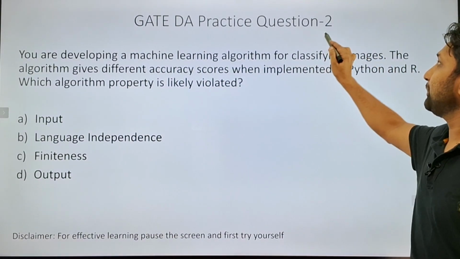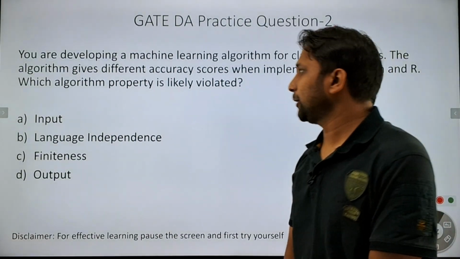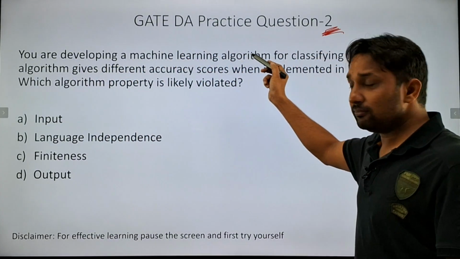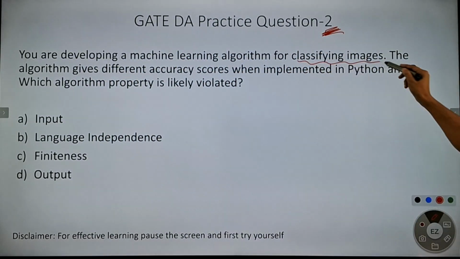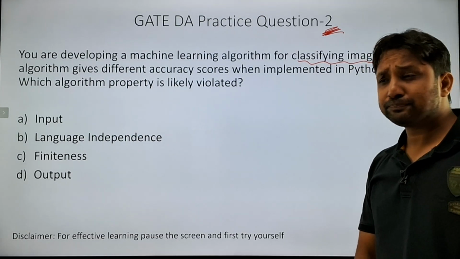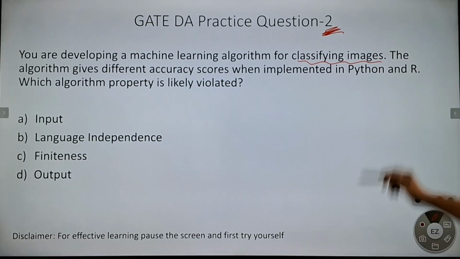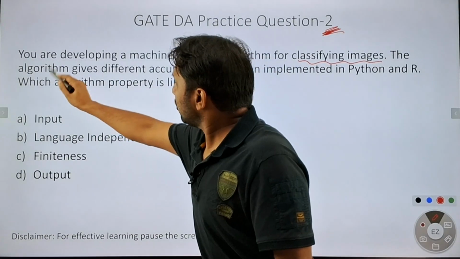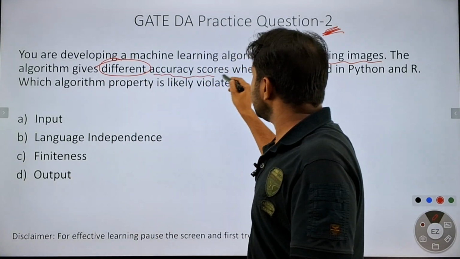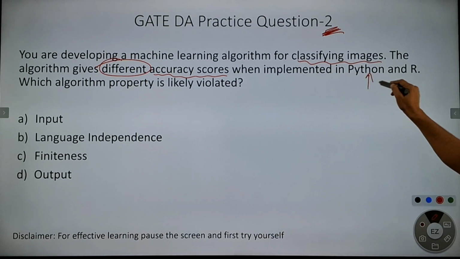So here is the second GATE DA practice question. Let me read the problem statement. You are developing a machine learning algorithm for classifying the images. So we have one ML algorithm which is classifying the images. Fine. The algorithm gives different accuracy score when implemented in Python and R.